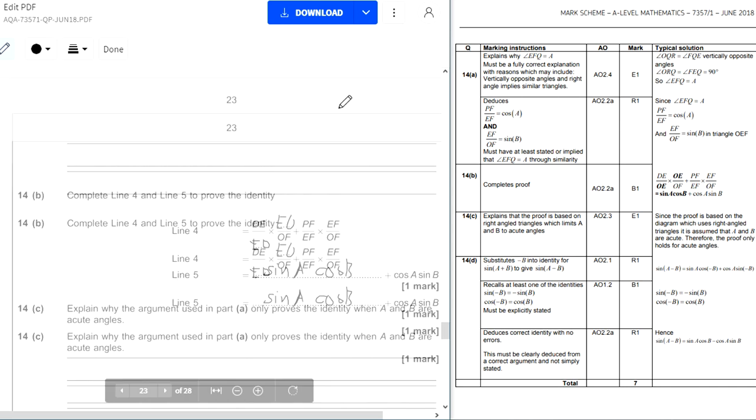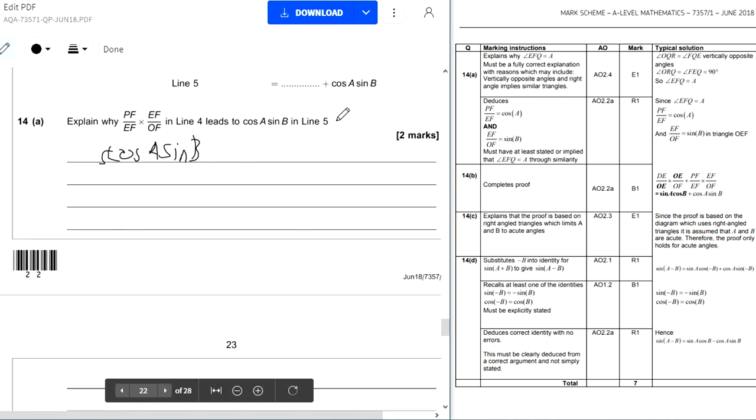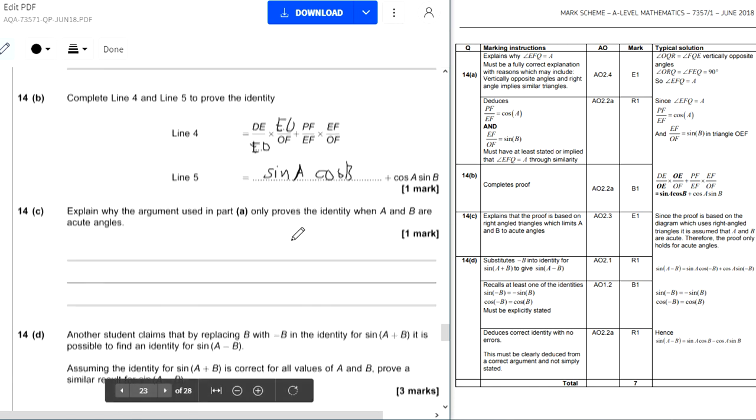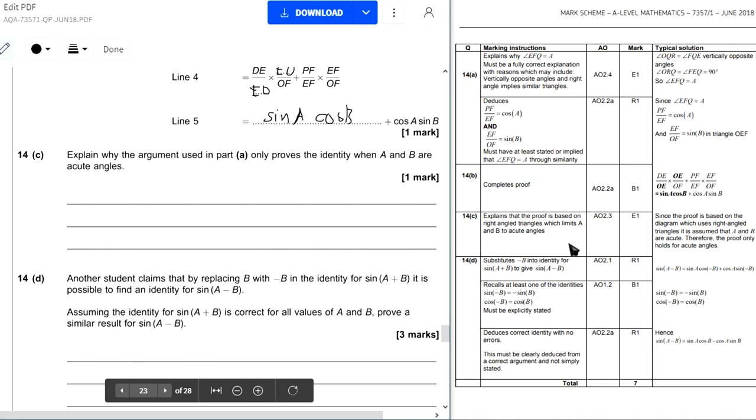So part A, you show that the angle is A, and then you can show the rest, which is basically the same. Completing the proof of, yeah, that's just how it's going to be. Yep, explain that it's right angles.